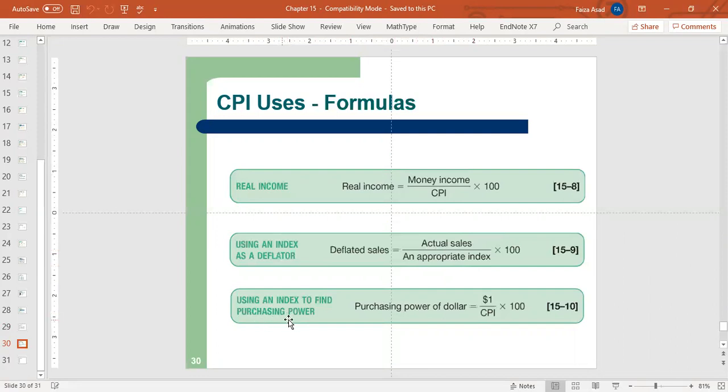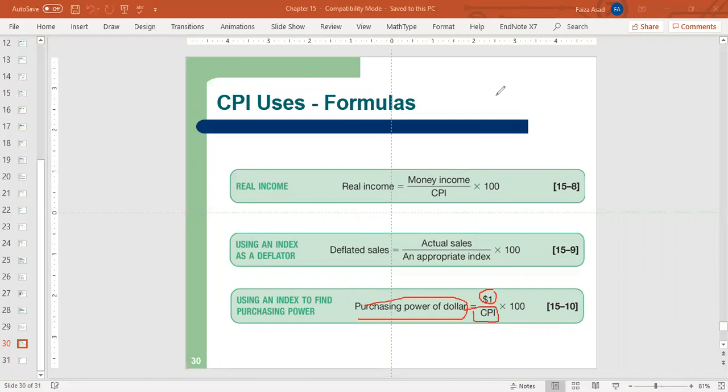Using an index to find the purchasing power: CPI helps us find out the purchasing power, that is, how many goods and services a consumer can afford for a dollar. We can find the purchasing power of the dollar by using CPI as a deflator and then multiplying by 100. So we can compare the level of prices, or see whether a customer can maintain their living standard in the current year. So these are some formulas for the CPI uses.